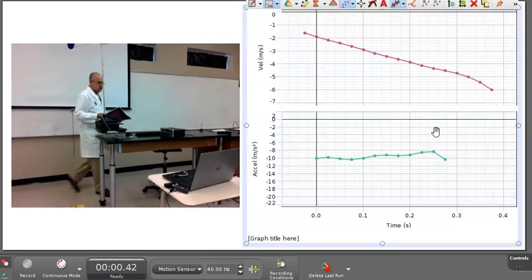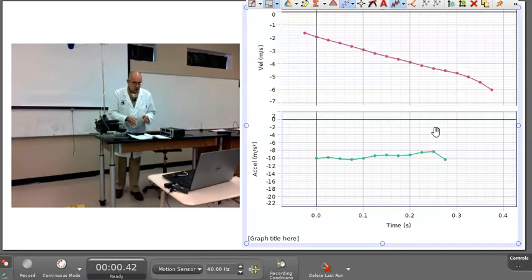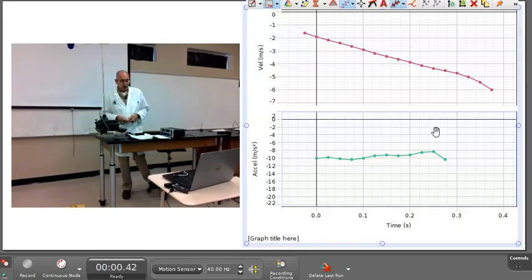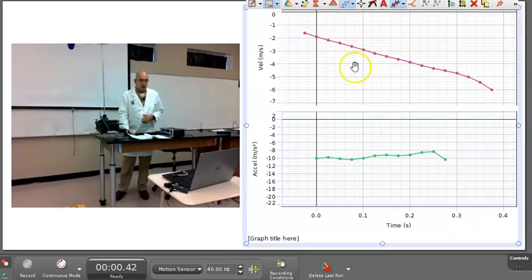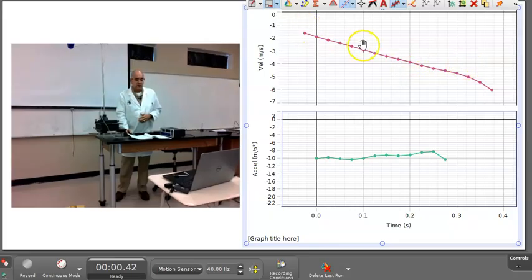Now I have a couple of questions to ask. Question 1-1, what does the nature of the motion look like? Is it a constant velocity, constant acceleration, increasing acceleration, decreasing acceleration, or is it something else? And how do your observations compare with the predictions you made? Well, if we take a look, we see that it's not constant velocity because the velocity is changing, but it is constant acceleration because the acceleration is nice and flat.